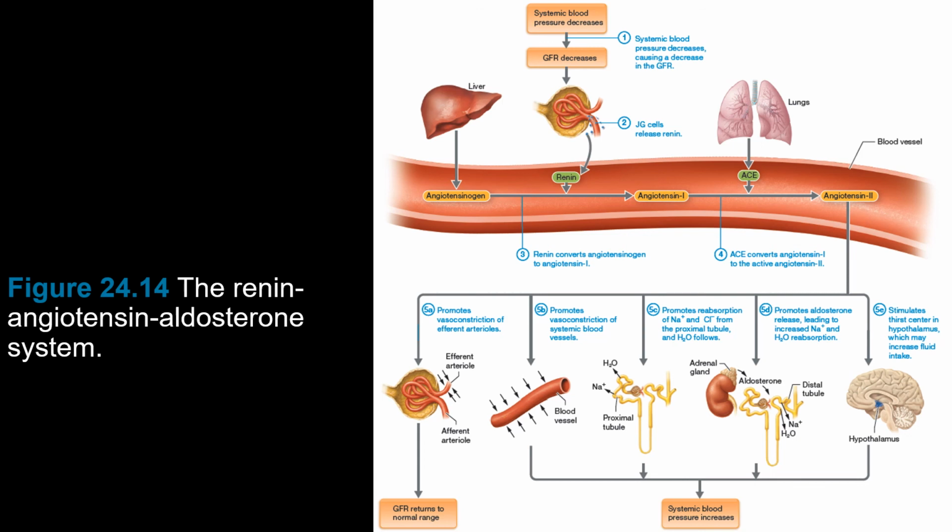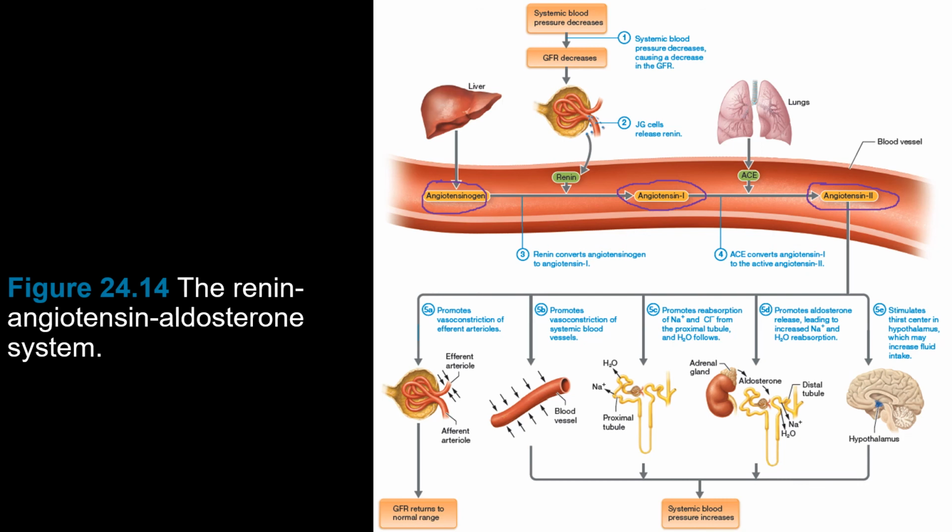And this is what we see here. On top, you see the conversion from angiotensinogen released by the liver. It encounters some renin, becomes angiotensin 1. Angiotensin 1 gets converted in the bloodstream as it encounters ACE, angiotensin converting enzyme, into the active form angiotensin 2, or Ang2.